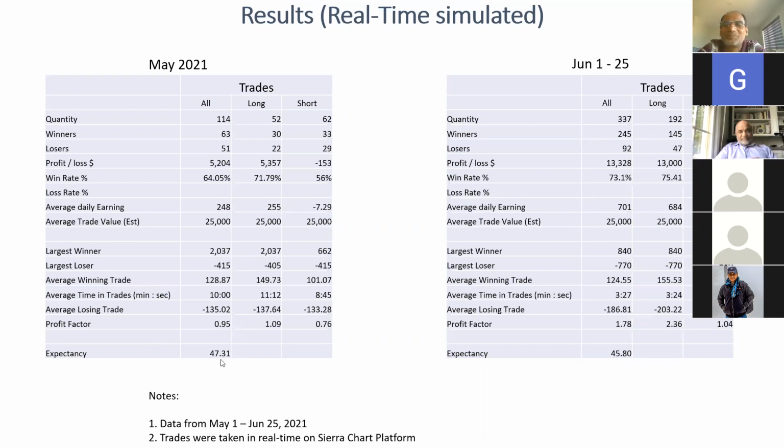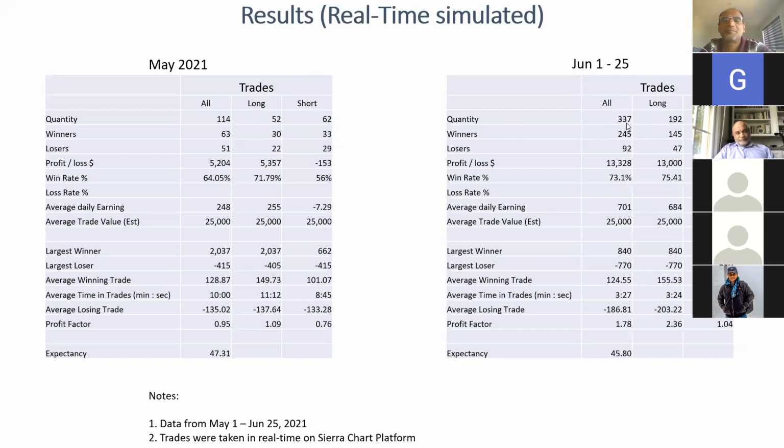My expectancy was 47.3, which means that if I take one trade, it's expected to give me a net of $47 during the month of May. Since I have been testing and refining it, June was much better, but the number of trades went up.